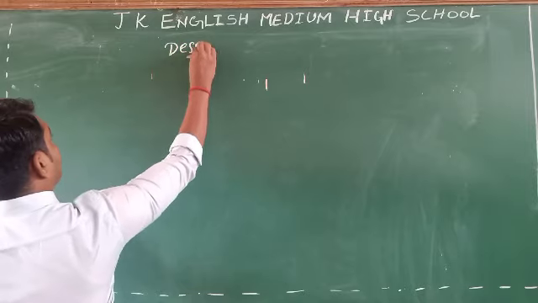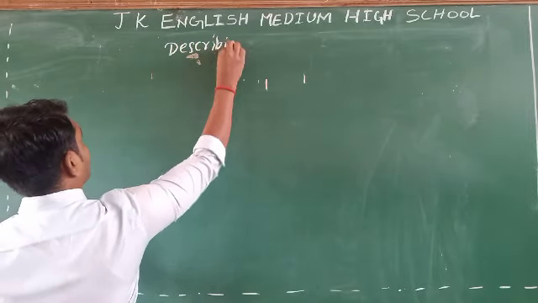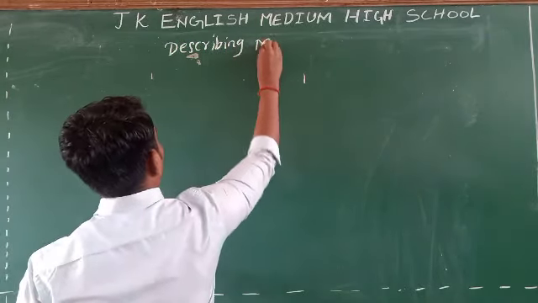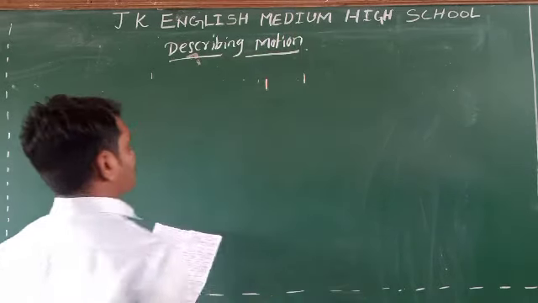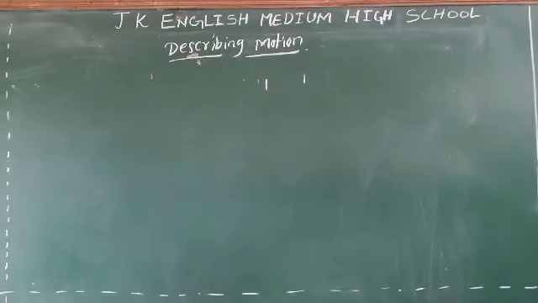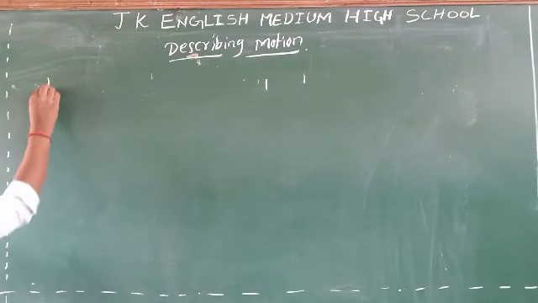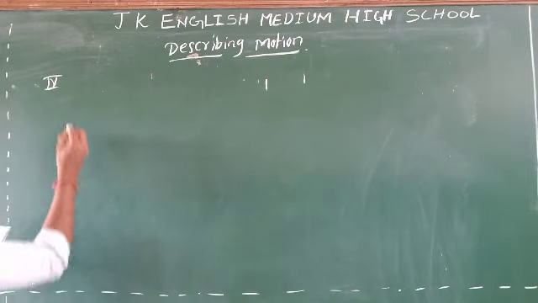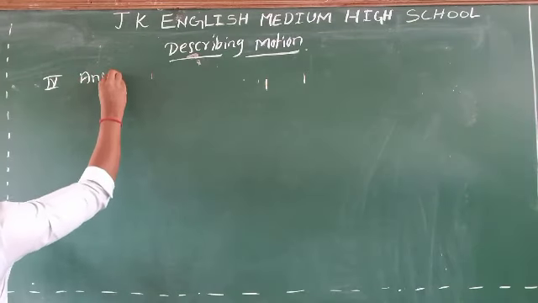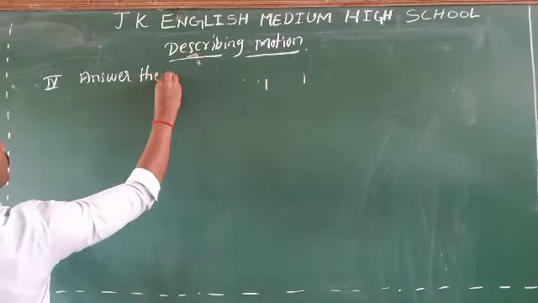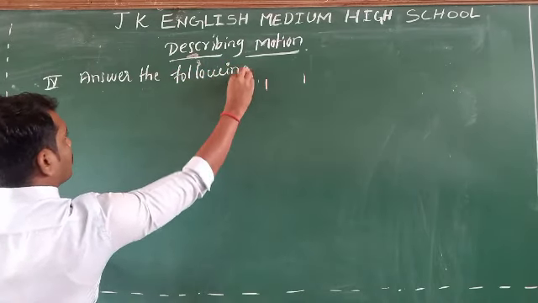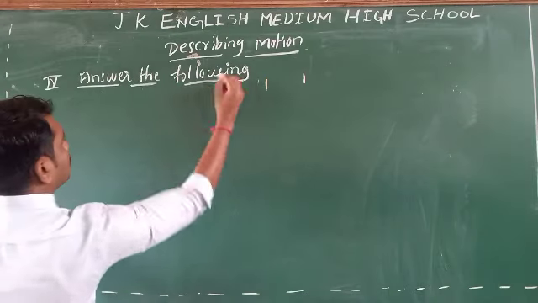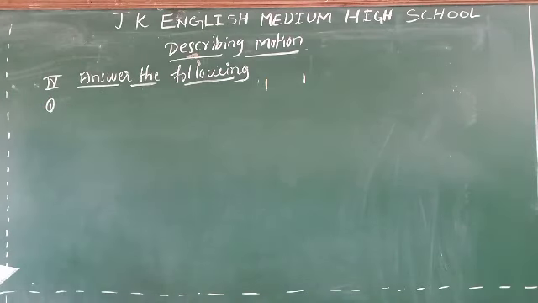So the fourth main, the topic name is what? Describing motion. Okay. So first one, question number 1 from the fourth main. So the fourth main is what? Answer the following. Okay. Answer the following. Question number 1.